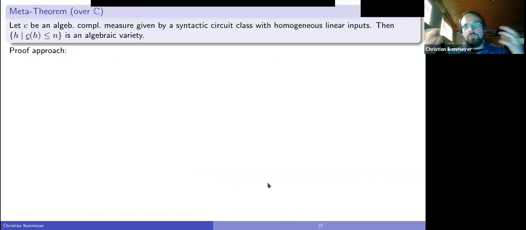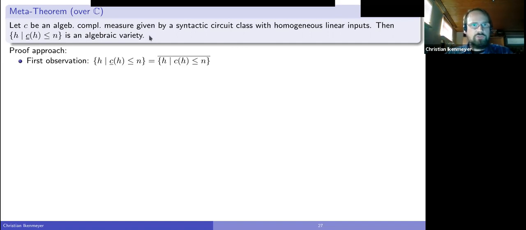Okay, so we now want to really prove that these are algebraic varieties. So we have our algebraic complexity measure, and I have to make some assumptions on that complexity measure, right? I want to be vague here. I just want to say it's some complexity measure that's given by a syntactic circuit class, and the inputs are homogeneous linear, right? We always have that basically. Then this is actually an algebraic variety: a set of polynomials whose border complexity is at most n is an algebraic variety.